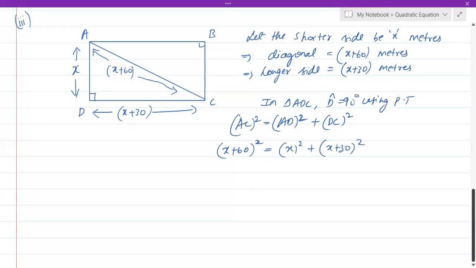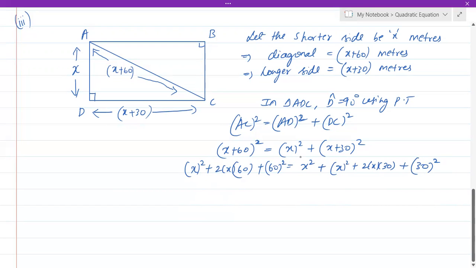So in the LHS, it is actually a plus b the whole square. X plus 60 the whole square is like a plus b the whole square. So a square plus 2ab plus b squared equals x squared plus again a plus b the whole square. So a squared plus 2ab plus b squared.